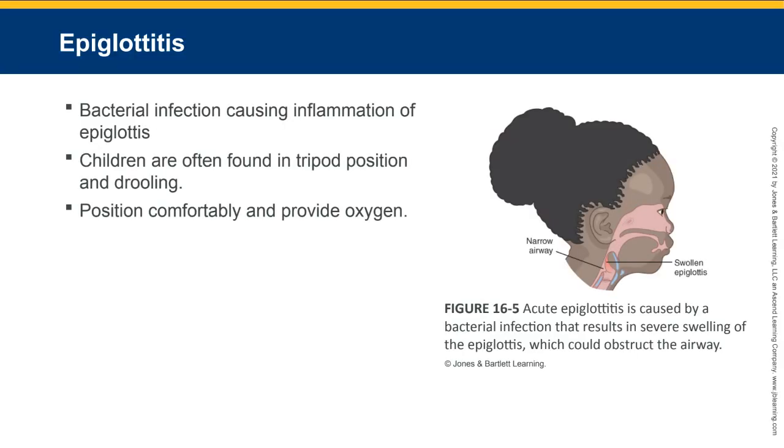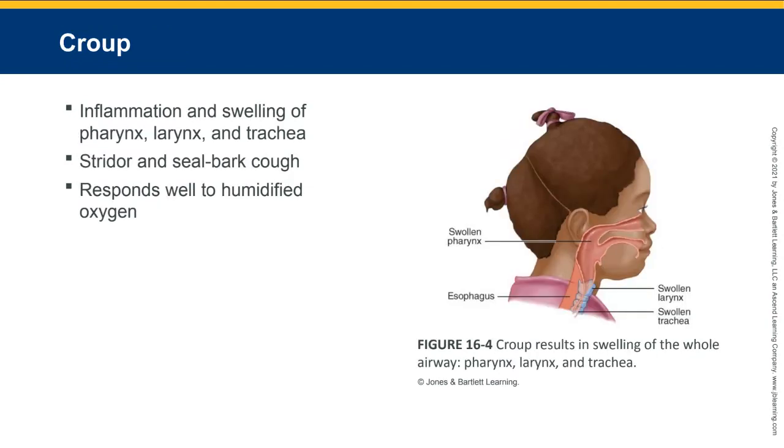Now, epiglottitis. Epiglottitis is a bacterial infection which causes inflammation of the epiglottis. Children are often found in a tripod position and drooling. So the mouth is going to be open, they're going to be leaning forward, and there's going to be drooling. Because it's a bacterial infection, they'll have a high fever. Bacteria cause high fever. Viruses don't cause high fever, well, some do, but croup would not have a high fever.